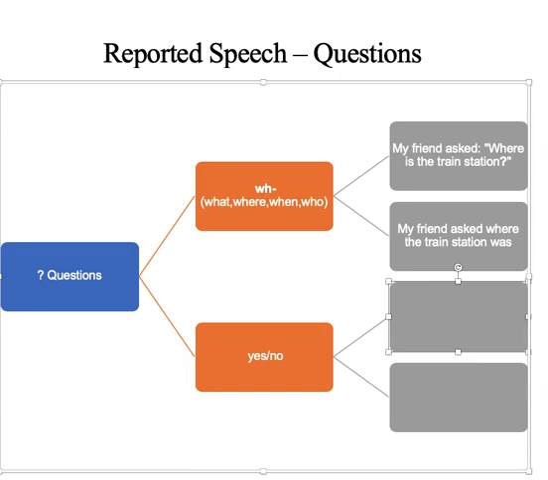Now it can also happen that you may find a question that can be answered with a yes or a no. For example, do you like living here? He asked me. Okay, and now when you want to say this in the reported speech, you say he asked me. But now we want to introduce the sentence.